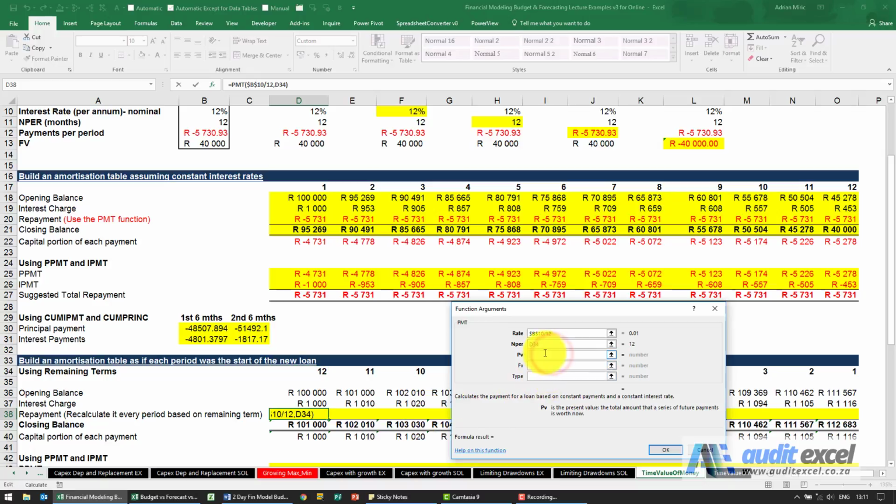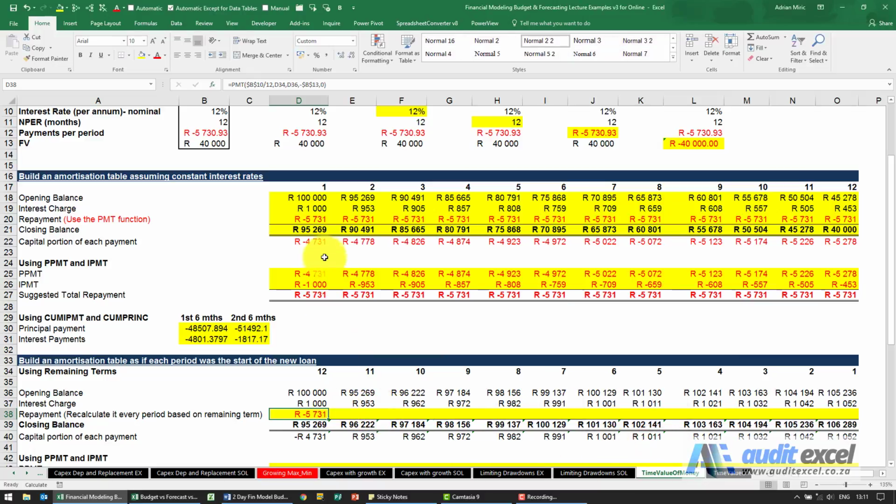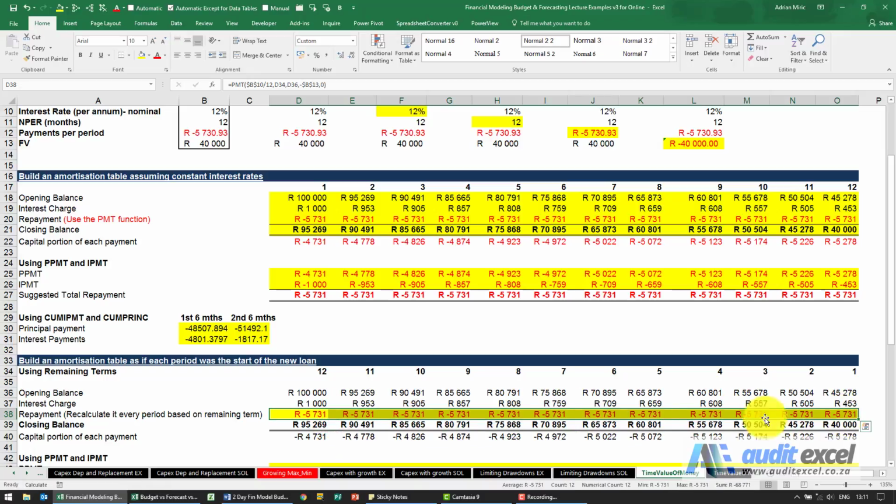What's the present value? Well, the present value when we're in month 11 is going to be a different outstanding balance. So I'm going to just refer to this cell here, no dollar signs. Future value, we know it needs to be minus whatever's in there, put the dollar signs on, and type is going to be a 0. When I say OK, it gives me 5731, which is the same as what we had up here. If I copy it across all the way, you'll see we get back to the 40,000.